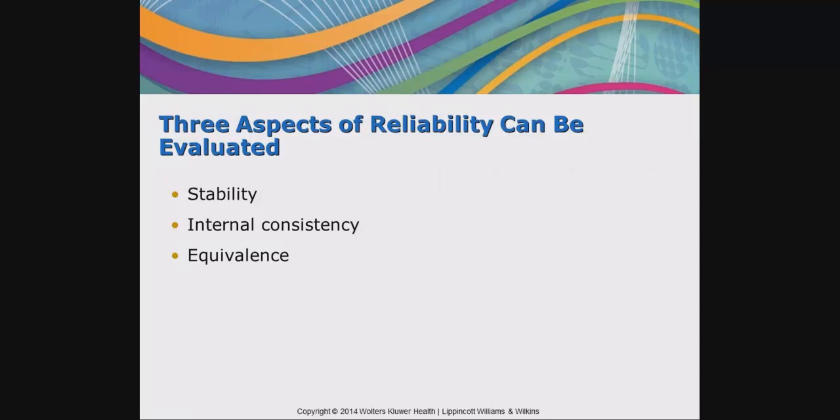One of the things you want to do is control for measurement errors. It's important because you want truth, purity of your results. And there's 3 aspects of reliability that you try to evaluate: stability, internal consistency, and equivalence.